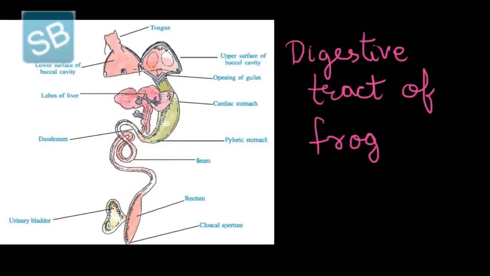This figure depicts the digestive tract of frog, where the tongue opens into the buccal cavity, that is, the buccal cavity further opens into the pharynx, leading to the buccopharyngeal cavity. This gullet then opens into the stomach, that is cardiac, followed by the pyloric stomach, at the end of which the duodenum occurs. At its posterior end, the ileum occurs. It is the largest part of the alimentary canal in a coiled form, which further opens into the rectum, ended by the cloacal aperture. At the posterior end of the rectum, there occurs the urinary bladder.